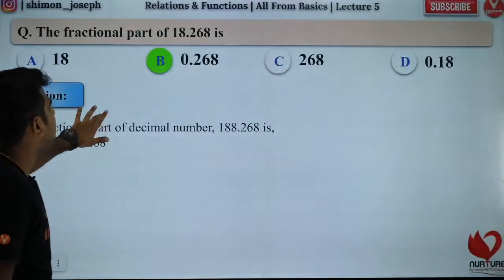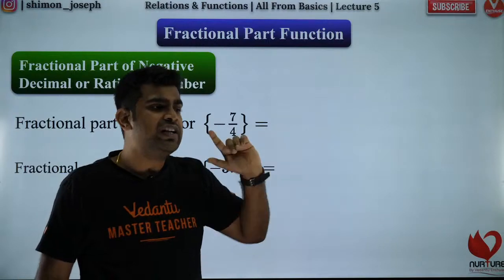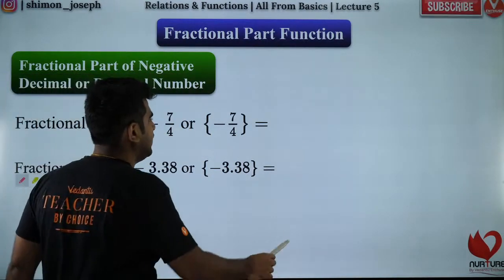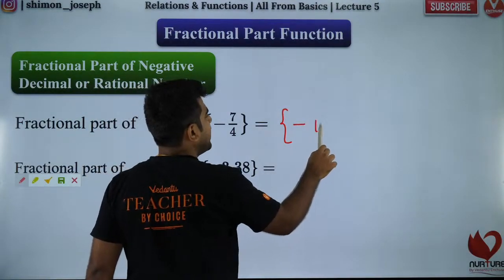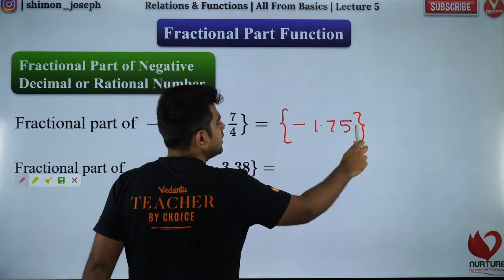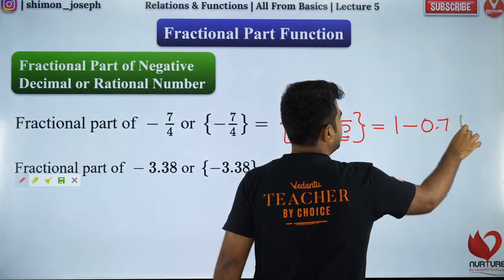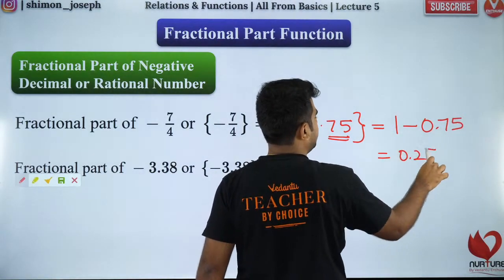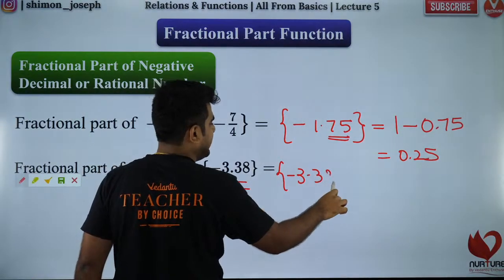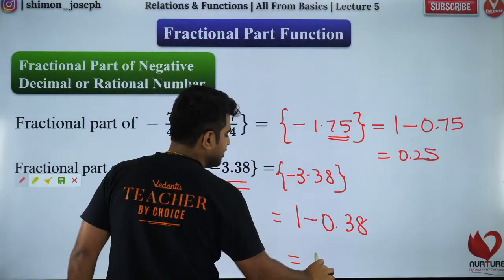So with that, people, let me go forward and look at negative numbers. Now, this is a bit tricky. So you have to be careful. So how do I handle it? Watch it carefully. So this is going to be minus 1.75. So when you have a negative number with decimals, the answer is 1 minus the decimal. The answer is what? 1 minus the decimal. So if you have the fractional part of minus 3.38, the answer is 1 minus the decimal. So it's going to be 0.62.